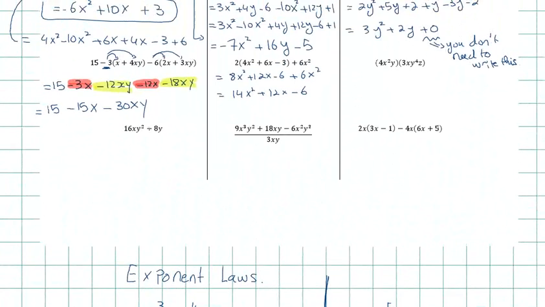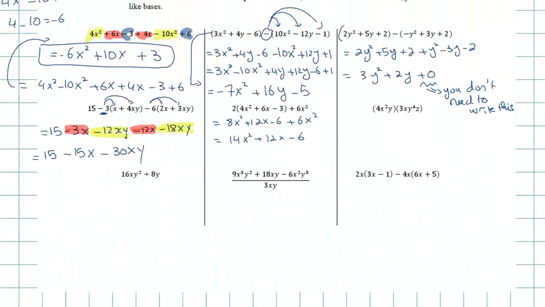So let's look at this question. 4x squared y times 3x y to the power of 4 times z. What am I doing here? Multiply. When you see two brackets like this, that means you're multiplying. So what do I do?